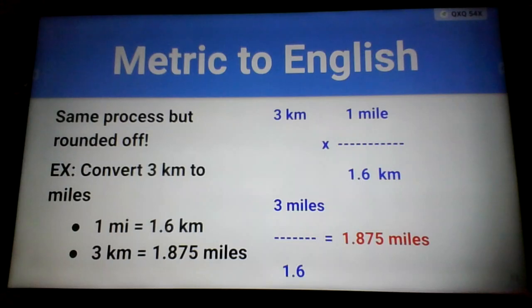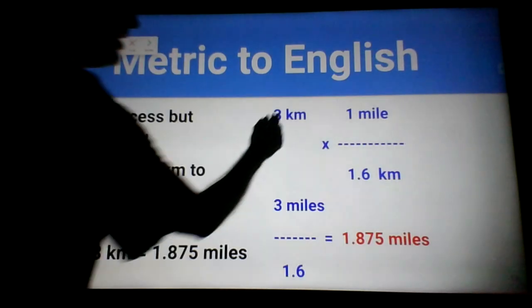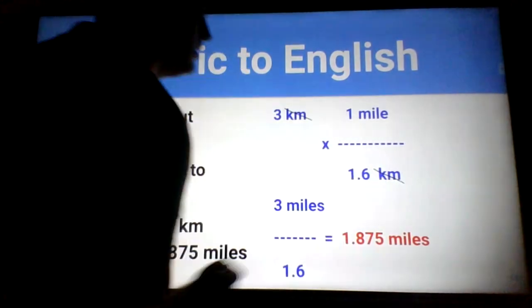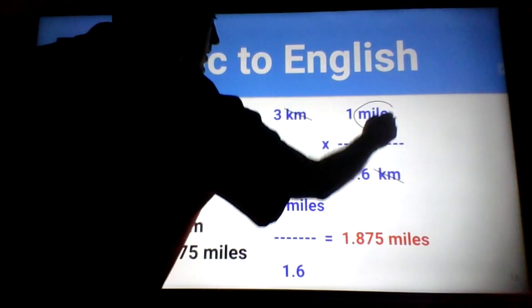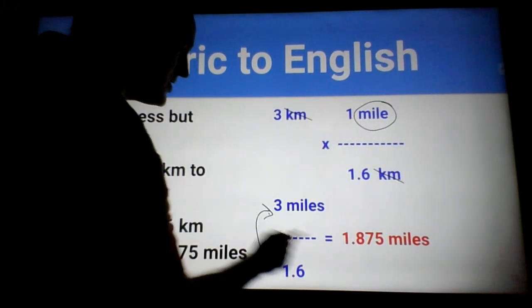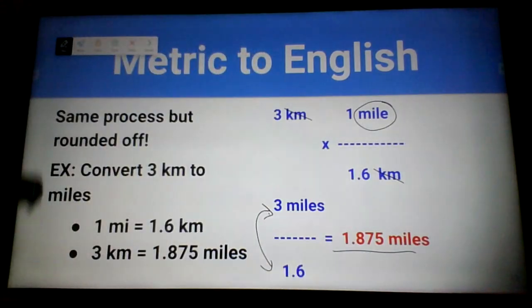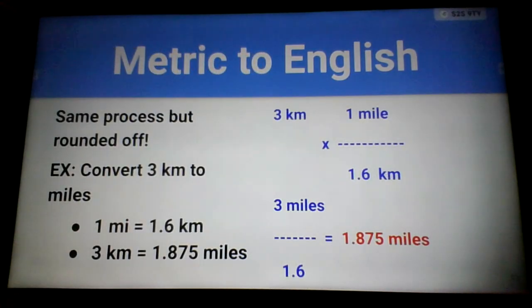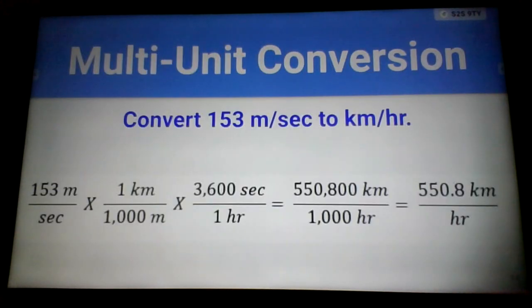So once again, very quickly, and we're almost done, just a tiny bit left. The kilometers cancel, I'm left with miles, and I just do the math. 3 divided by 1.6, and here's my answer. And we'll do some practice problems. All right, let's look at the last page. Everything's already up there, so I'll just go through it.